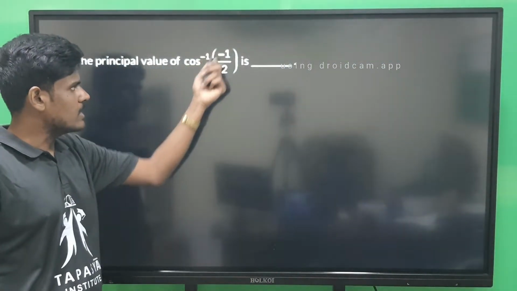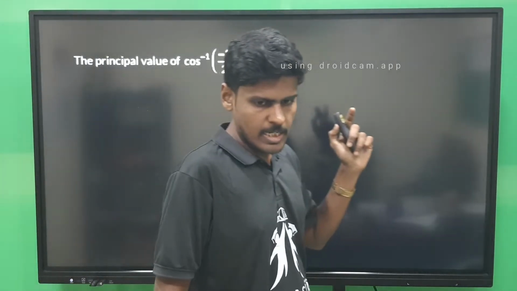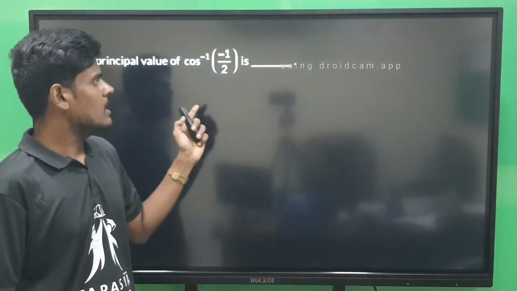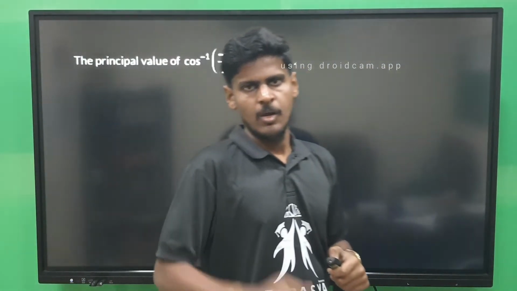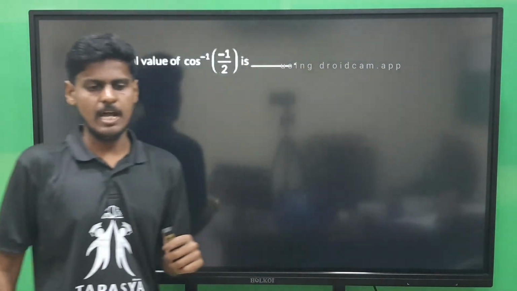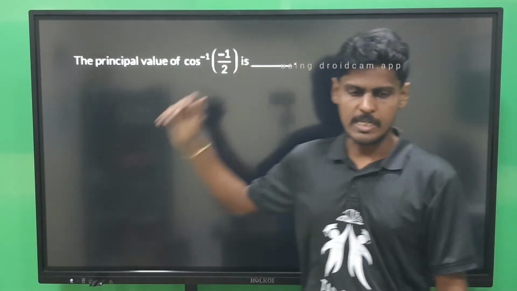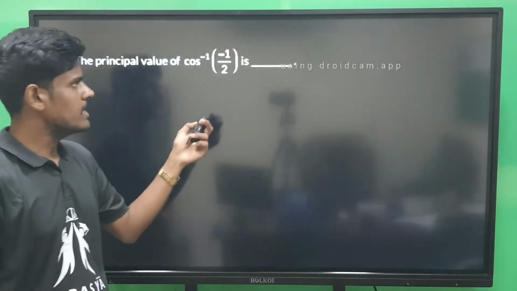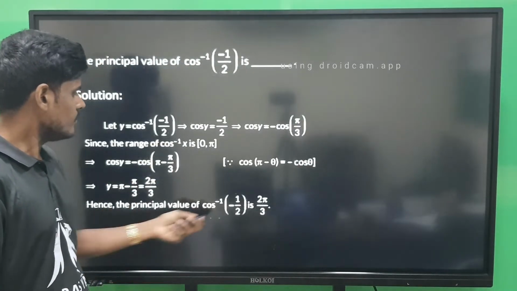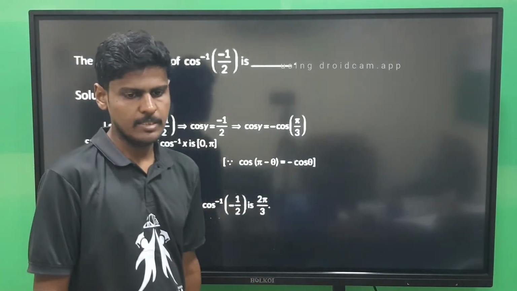So my cos inverse minus 1 by 2 is at what value of theta? Cos becomes minus half at 120 degrees, as cos 60 is half. 180 minus 60 becomes second quadrant, where it is minus cos theta. Cos of 180 minus theta is minus cos theta. So cos of 180 minus 60 is minus half. That is 120 degrees. So the answer is cos inverse minus half is 2 pi by 3.